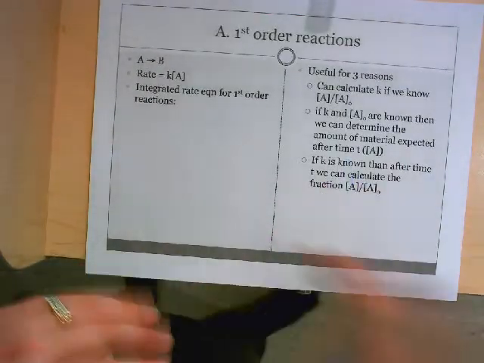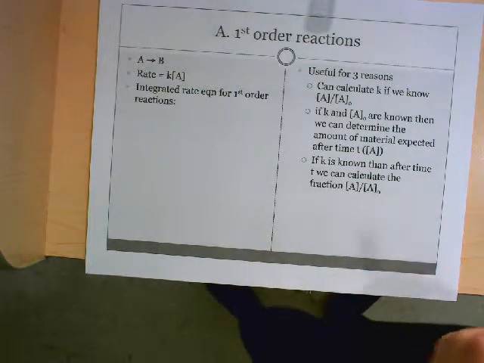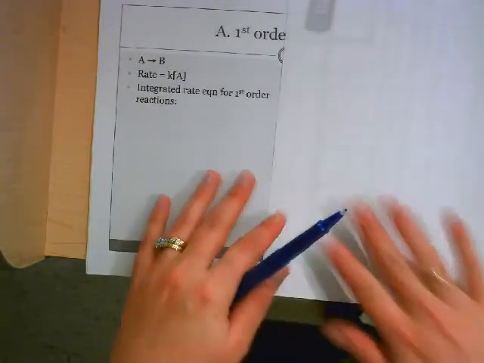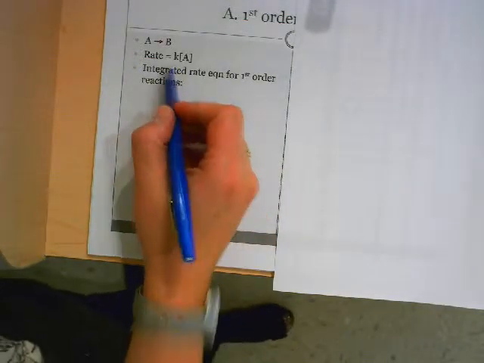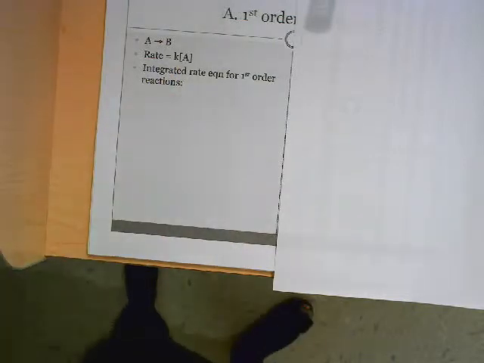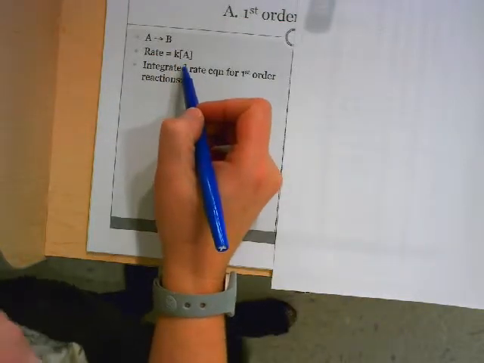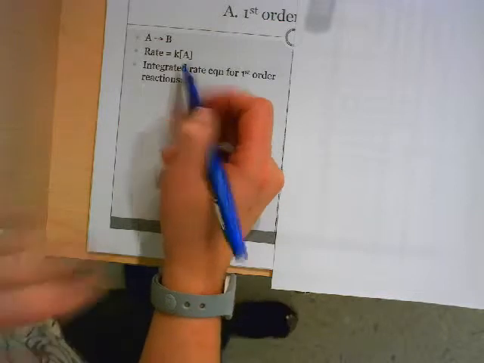Alright, let's say I have this reaction, right? A goes to B. And I tell you it is first order. Experimentally I figured it out, it's first order. What exponent should I give it if it's first order? A to the 1, right? That's my rate law. It's first order, so I put the exponent 1.